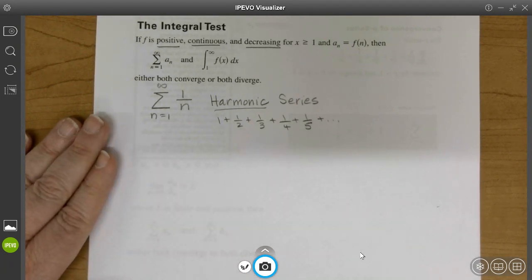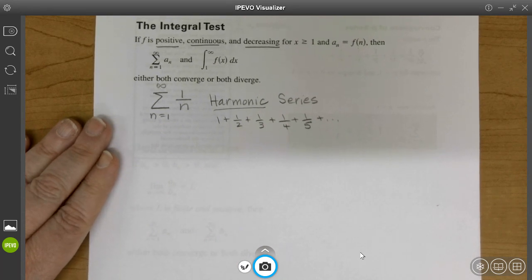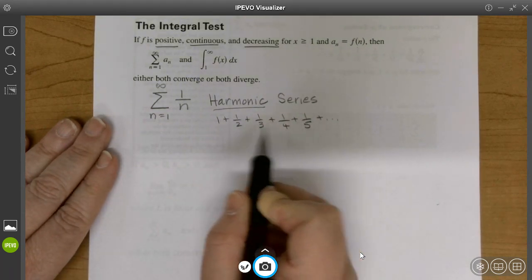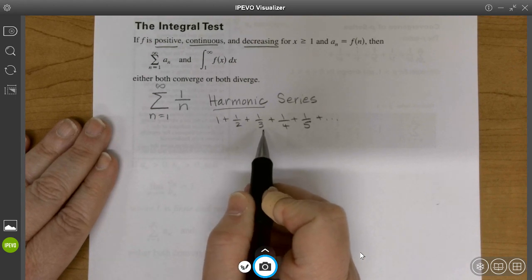Okay, but we want to know if it converges or diverges, meaning can we add up all these numbers? Now our instinct would be that, yeah, we can add up these numbers because these are fractions and they're getting smaller.